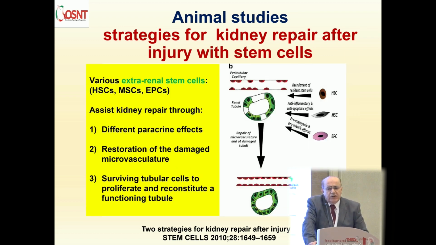Or injecting extrarenal stem cell like hematopoietic stem cell or mesenchymal stem cell or endothelial progenitor cells. These cells assist kidney repair through either different paracrine effects we talked about, or restoration of the damaged microvasculature by hematopoietic stem cell, or by enabling surviving tubular cells to proliferate and reconstitute a functional tubule.